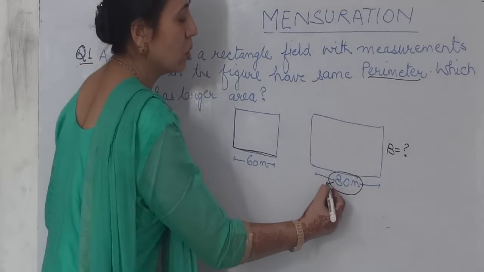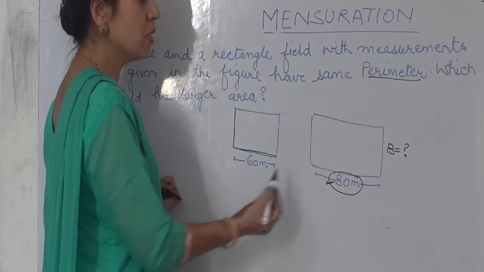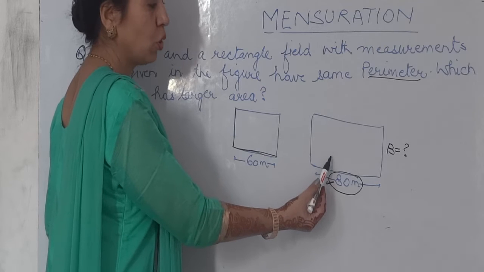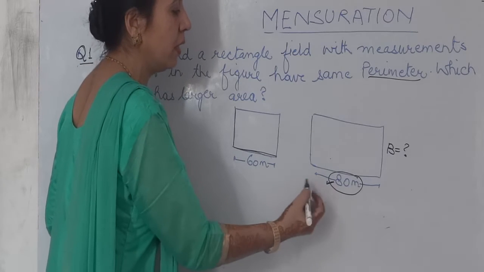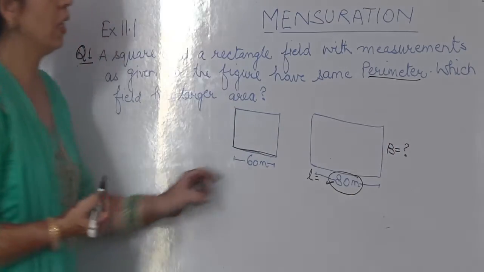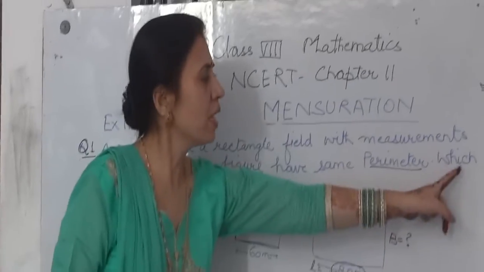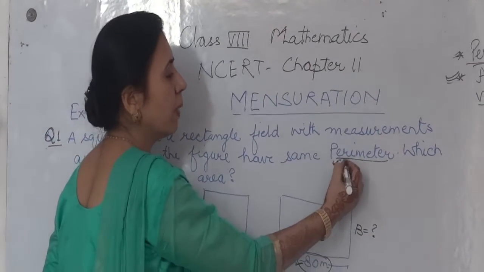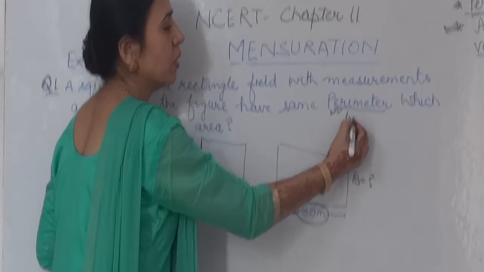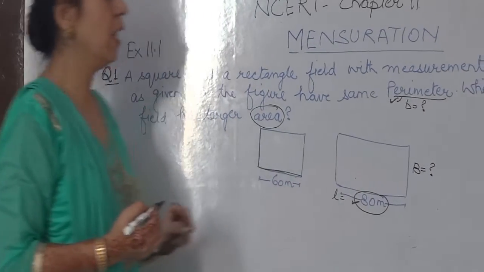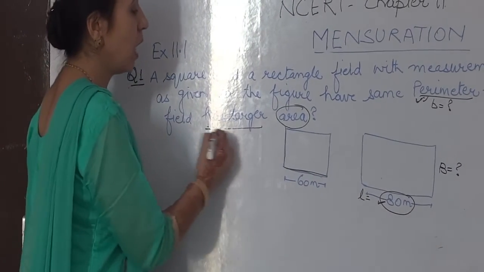whose length is known. So first thing we'll be doing is with the perimeter of this square, which is equal to the perimeter of this rectangle, and the length of the rectangle, we can calculate the unknown thing, that is breadth. Now question says which field has larger area. So first, dealing with the perimeter, we will be finding the breadth, and then we find the areas of both square and rectangle and compare which has larger area.